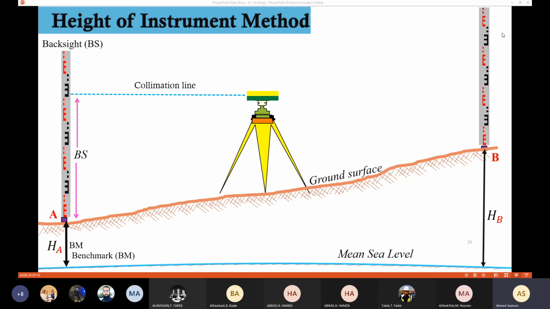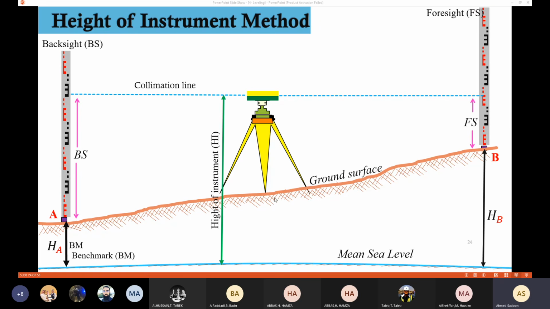After that, I'm going to place the staff on the point B. The point B is unknown elevation, right? The elevation of point B is unknown. Then I'm going to take the reading. Again, the reading is going to be perfectly horizontal. So this reading, we are going to call this reading foresight. So this one is a backside, and this one is the foresight.